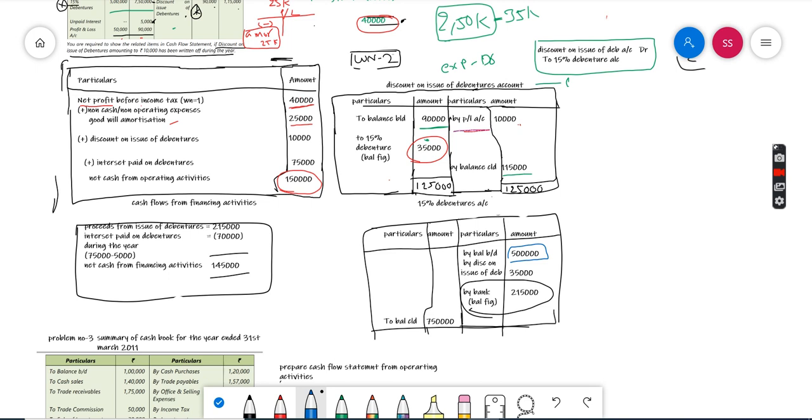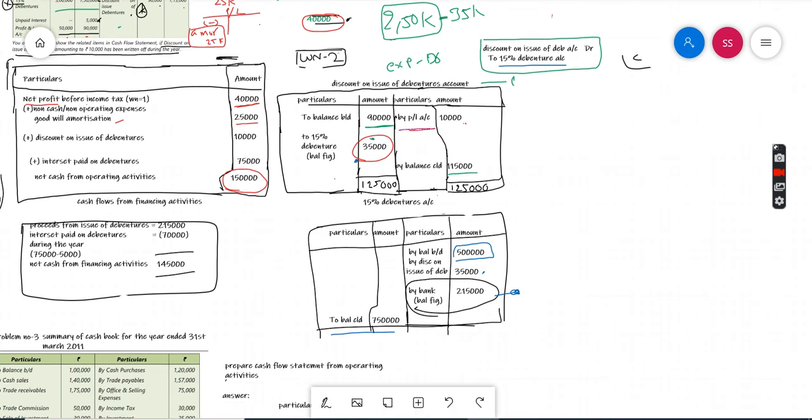And then based on this general entry, discount on issue of debentures account debit to 15% debentures account. In 15% debentures account, by discount on issue of debentures, that is 35,000. And then this is the closing balance, and the balancing figure is 2,15,000. So we can consider this as fresh debentures issued during the year.